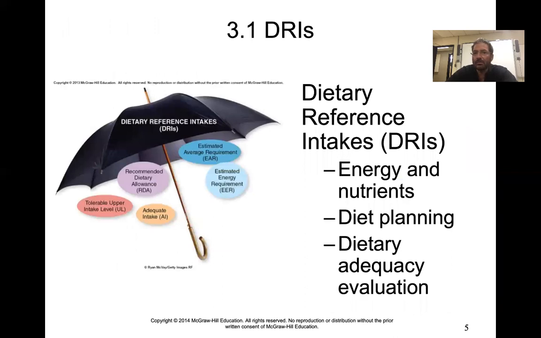So dietary reference intakes. Right? This is energy and nutrients, diet planning, and diet adequacy and evaluation. You could spend a lot of time reading food labels and reading MyPlate and making sure you're doing all this. I don't know if that's really going to be an issue for us currently. We're in a relatively wealthy country compared to other countries, so it may not be a problem. We generally have adequate access to food.